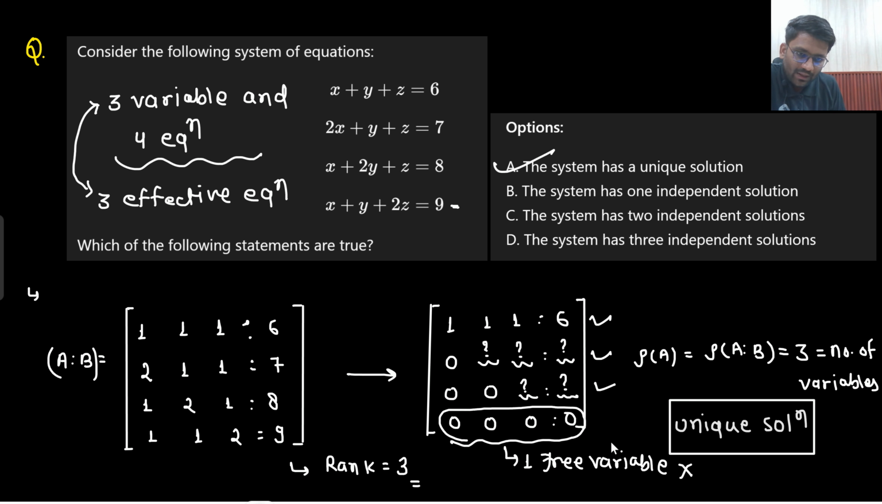This is absolutely baseless. This statement is absolutely baseless. If you are having a 0 row, that doesn't mean that shows the free variable or independent solution. No, you need to check how many variables are there. So number of variables were 3. What is the rank? Rank is also 3. What does that mean? There will be a unique solution only. There is no independent solution. Understandable? I hope it is clear to you.